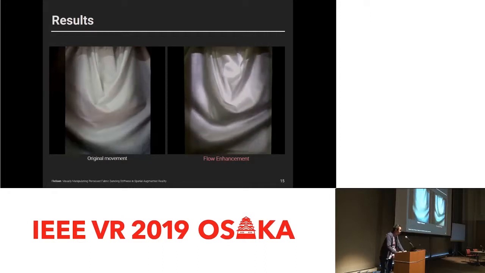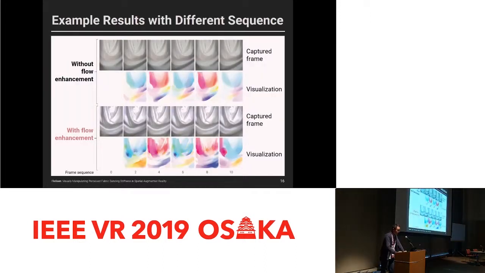And here are the results compared with the original moving fabrics. Maybe it is difficult to see, so here is another example obtained from our proposed method, broken down into a frame sequence. As you can see here, the flow enhancement provides higher motion compared to the one without flow enhancement. For more details, please see the paper.